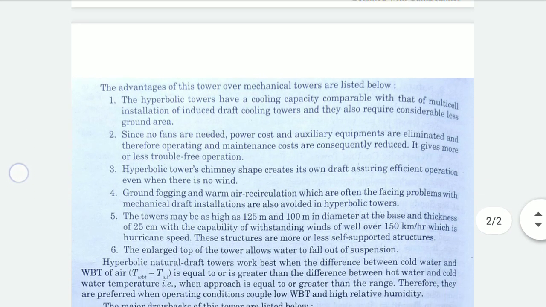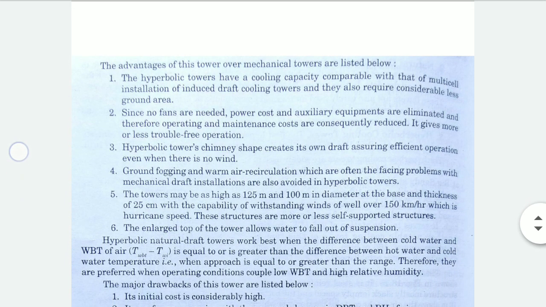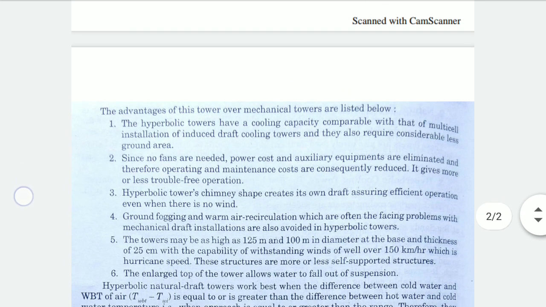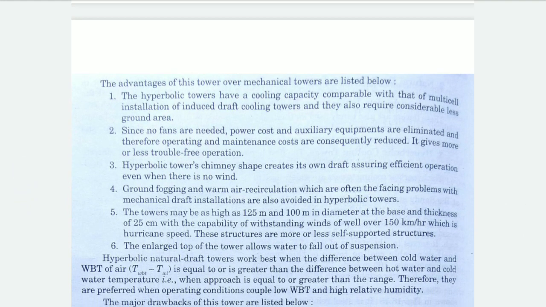Ground fogging and warm air recirculation, which are often problems with mechanical draft installations, are also avoided in the hyperbolic tower. These are some of the advantages of this cooling tower. So this is all about the natural circulation type of cooling tower, which is used in steam power plants, generally those of more than 375 megawatt capacity, with heights generally 100 to 200 meters, and natural draft. Thank you.